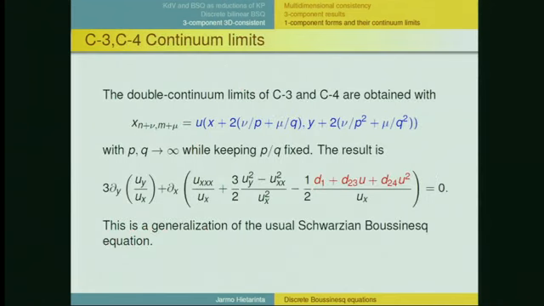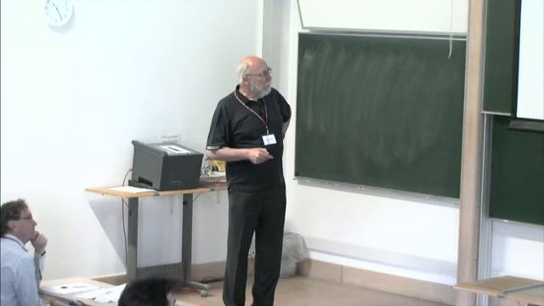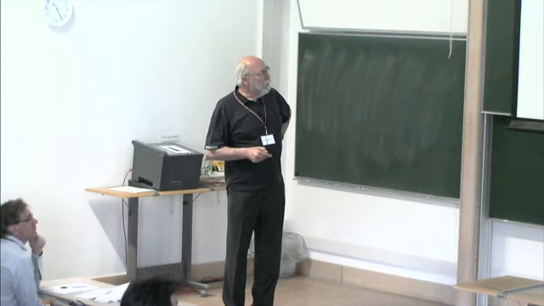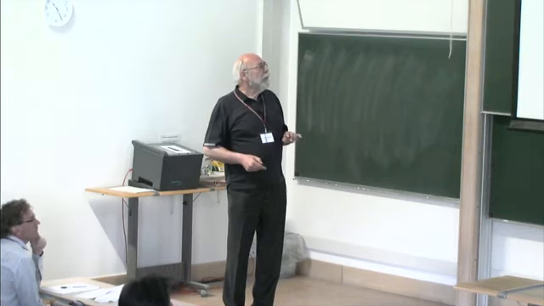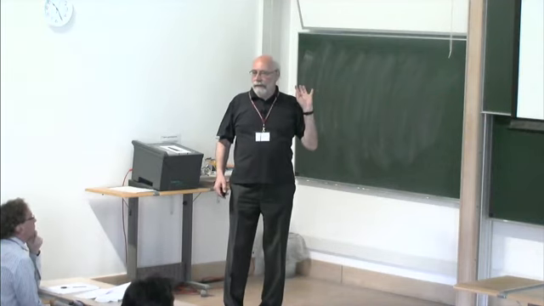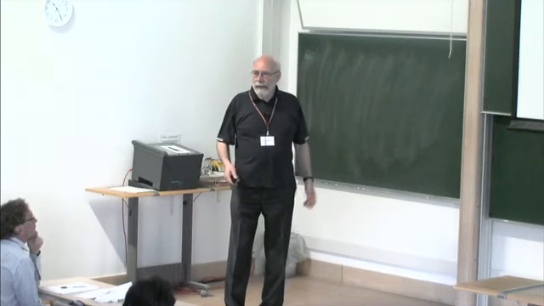Okay, now the double continuum limit is taken this way. Here, I elaborate it here. And if you do this limit, then you get the Schwarzian Boussinesq equation with this extra term. Remember, either this or that was possible in the discrete case, but somehow they combine in the continuous limit.